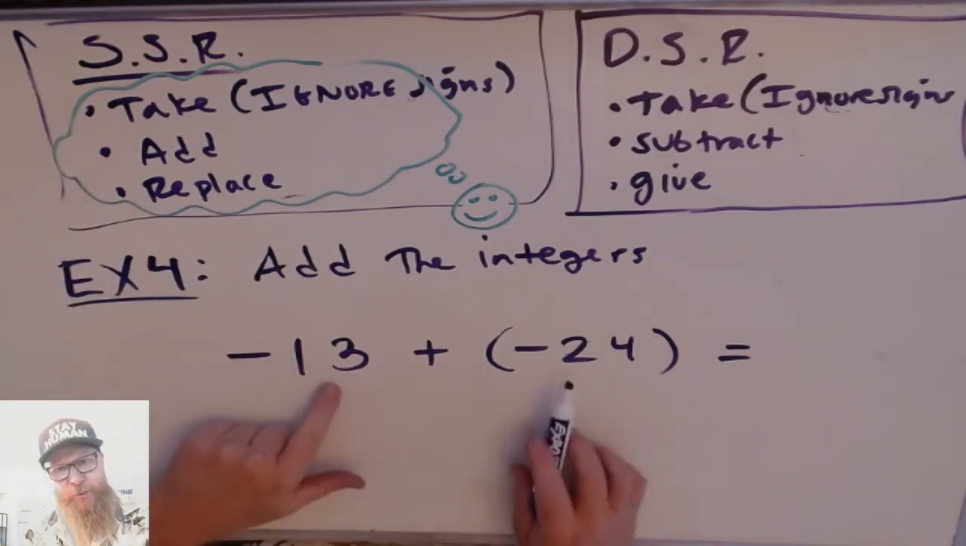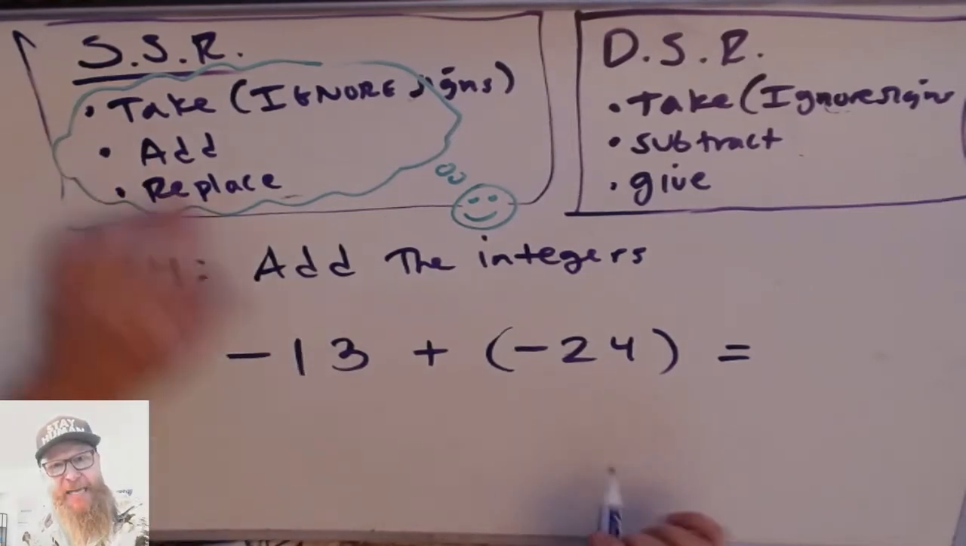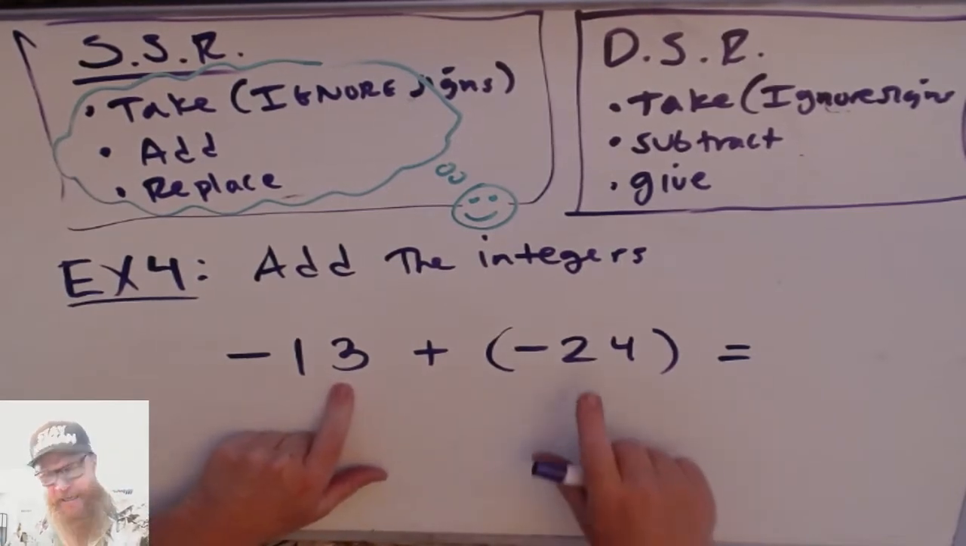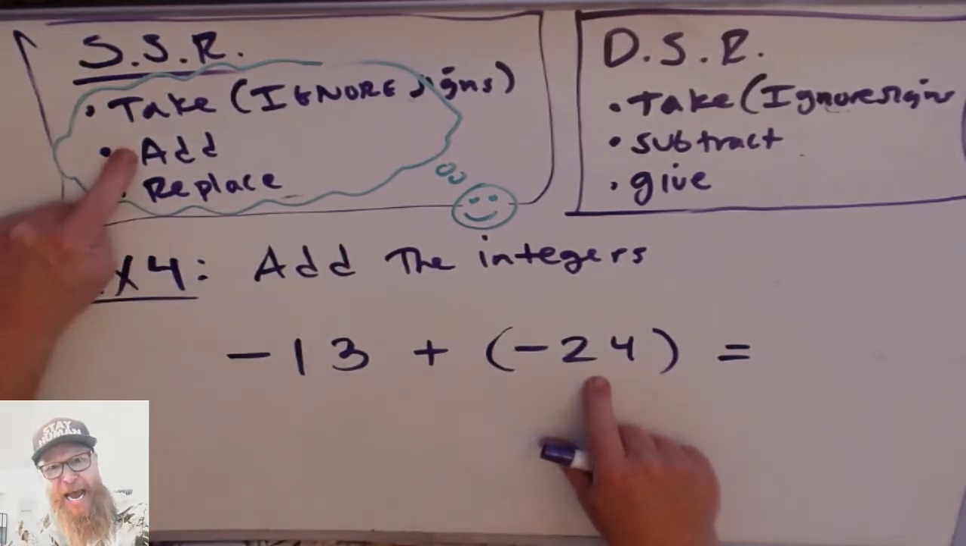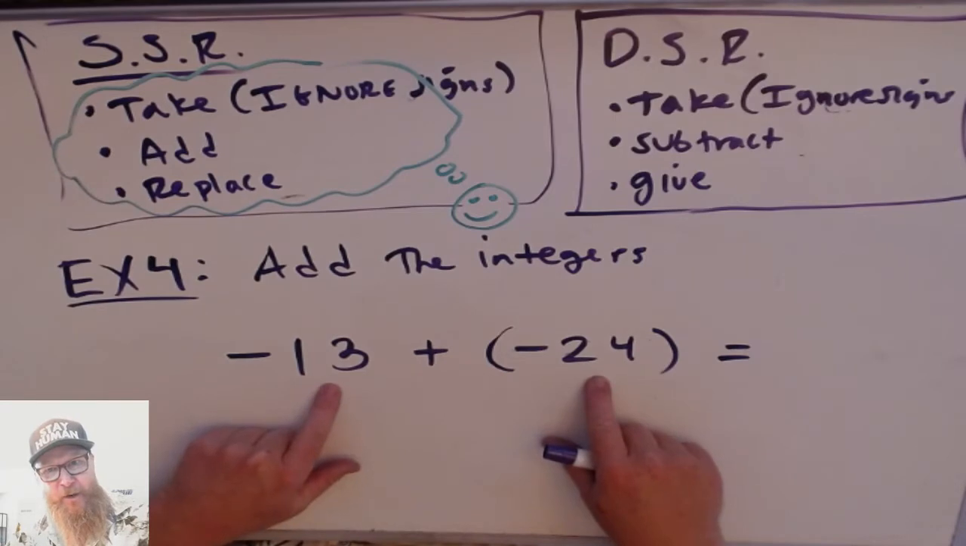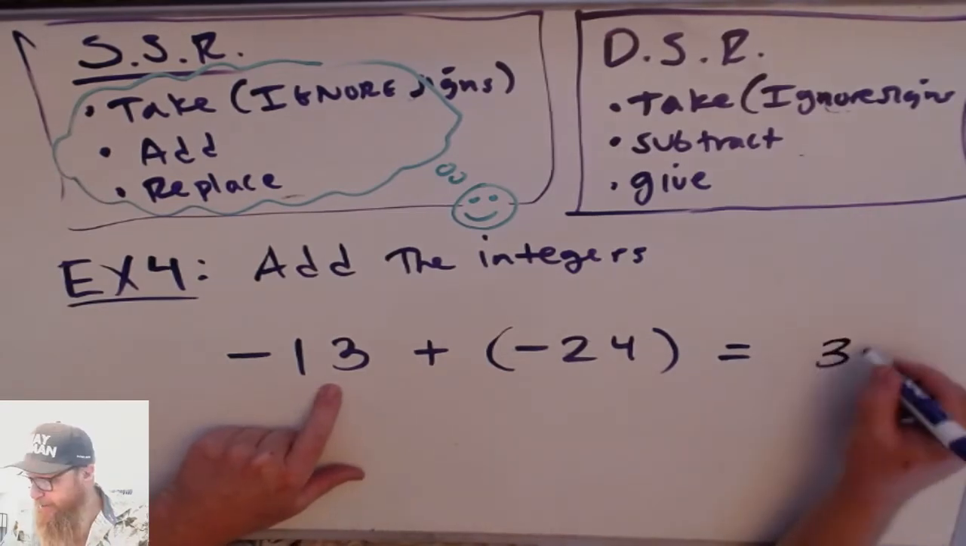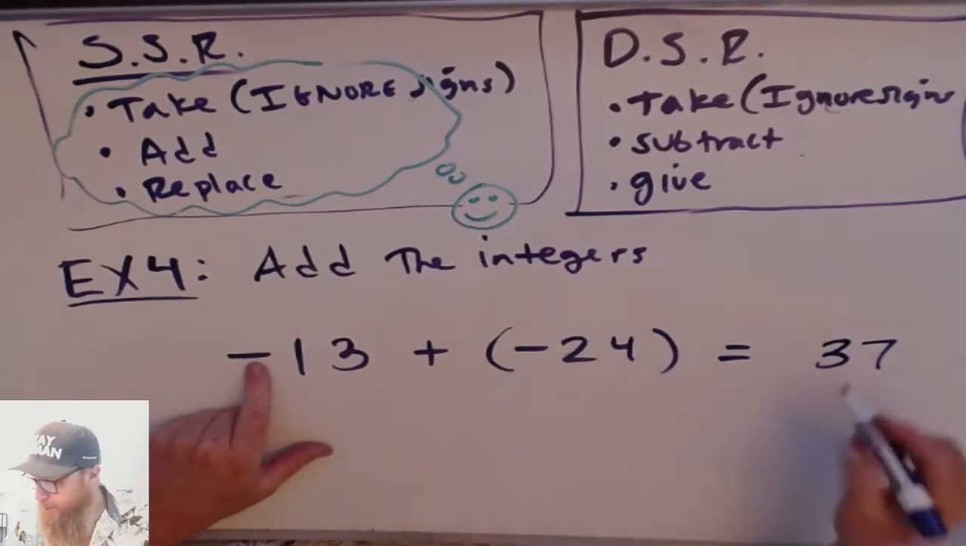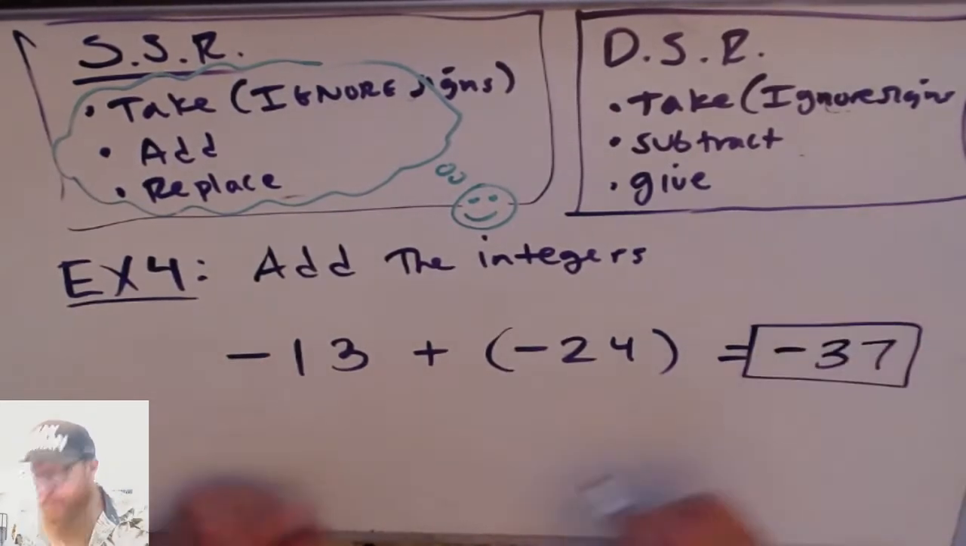So same sign rule. These are both negative. So we're going to take the absolute value. You can just do this mentally. That becomes 13. That becomes 24. You're going to add them together. 13 and 24 is 37. And then you're going to replace whatever the original signs were. So that's a negative. So negative 37.